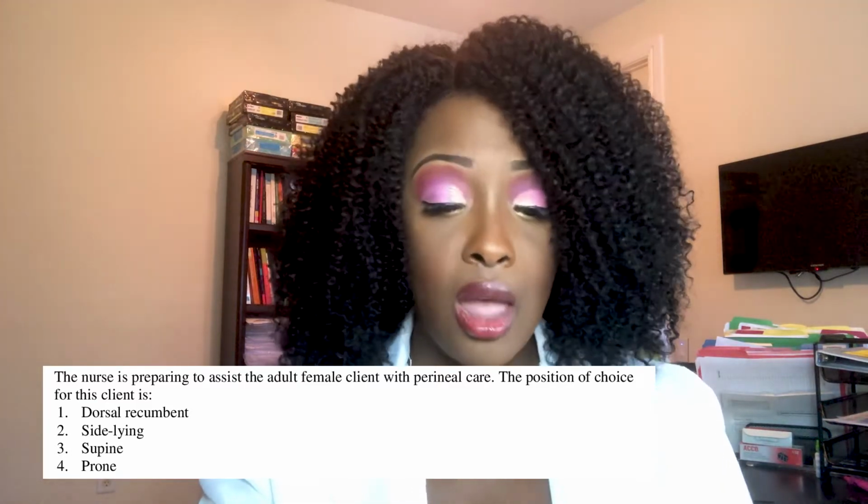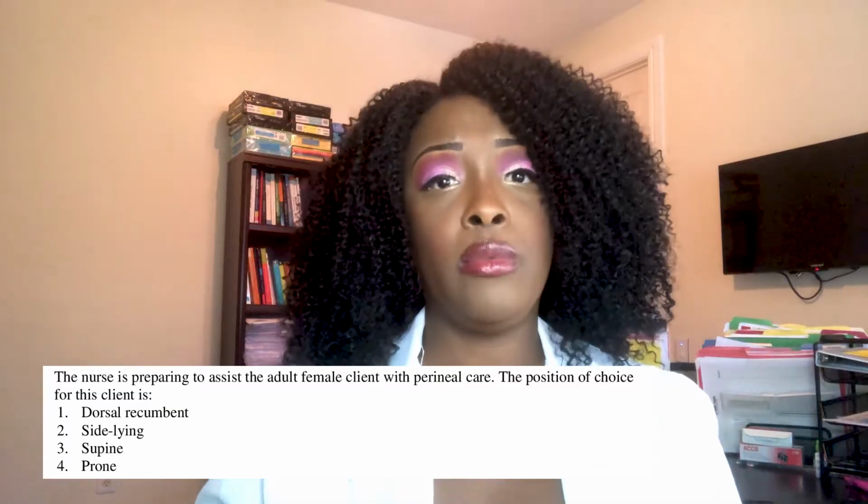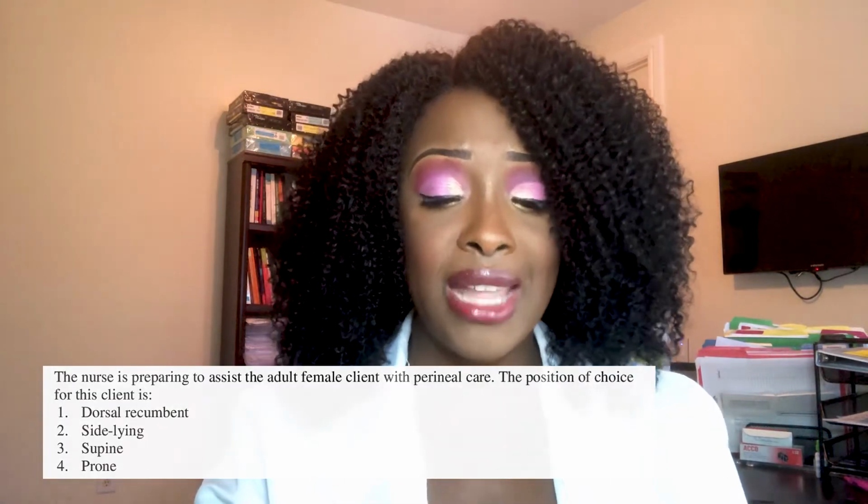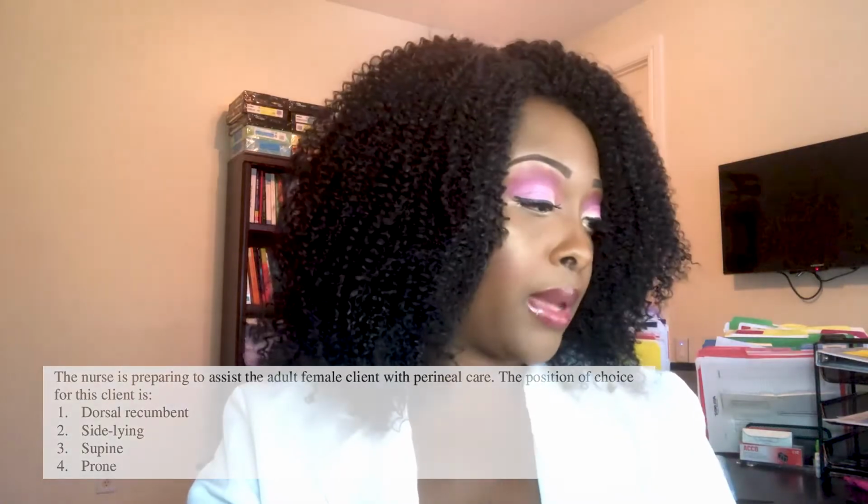And then number 4, prone. When a patient is prone, they're on their stomach. How are you going to get to the perineum area? So the correct answer is dorsal recumbent.